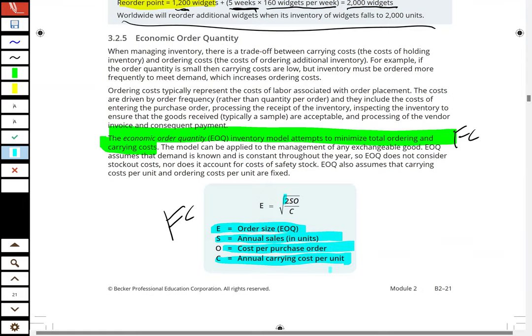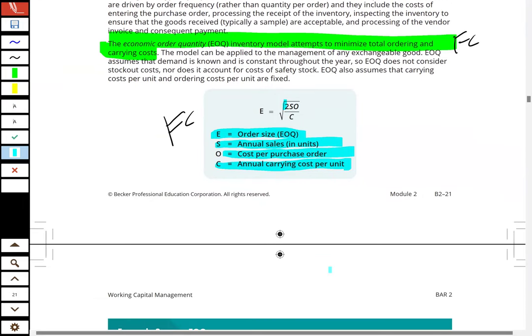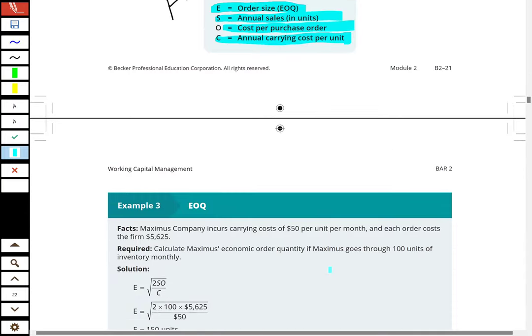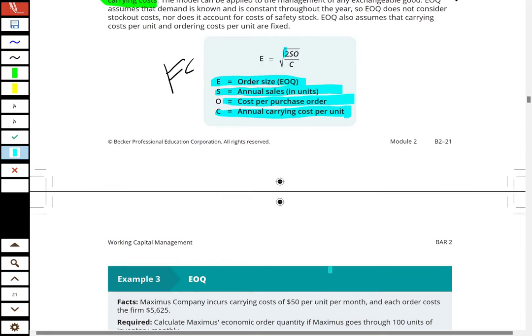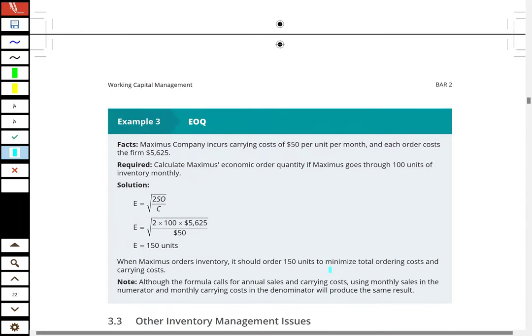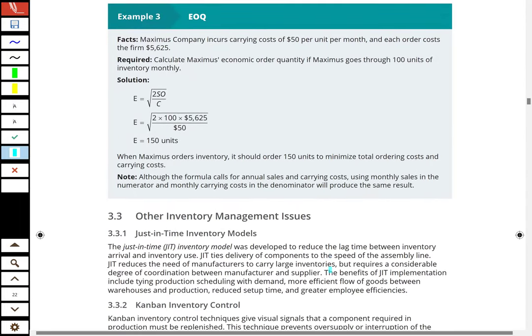Okay, all right, good. There's an example here. I'm not going to go through the example with you, it's simply plugging in the numbers. But there is a mathematical theory behind this. They take the derivative of a formula for these different factors, and that's how they come up with this way to minimize the economic cost of inventory, or the economic order quantity.